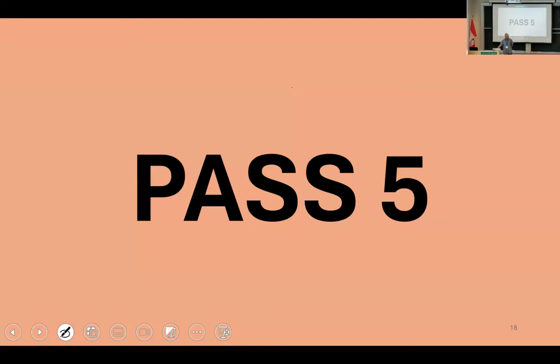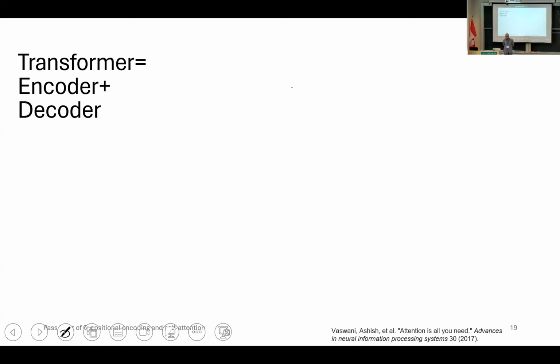All right, so transformer is just a fancy word, but it's as simple as the addition of two other fancy words, encoder and decoder. So a transformer architecture is made up of two things, encoder and decoder.